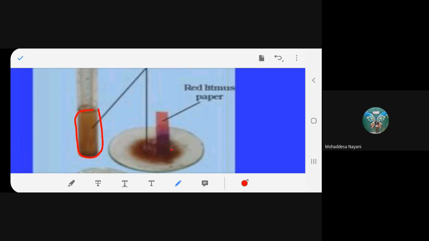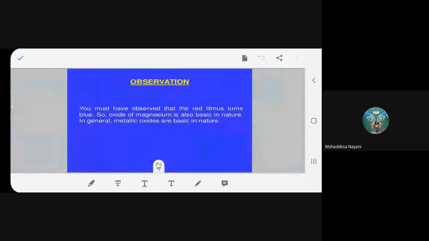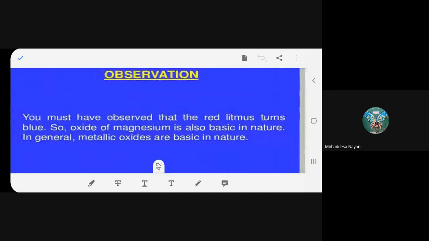Now, if I take red litmus paper, it will not change. It will remain red because it is acidic. But if I take blue litmus, what will happen? The blue will turn to red. That shows that it is acidic. Hope you understood. If I take red, it will not change. But if I take blue, the blue will turn to red, showing that it is acidic in nature. Is this clear to all of you? Yes, ma'am. Okay, better. Now, see the observation, what we find?